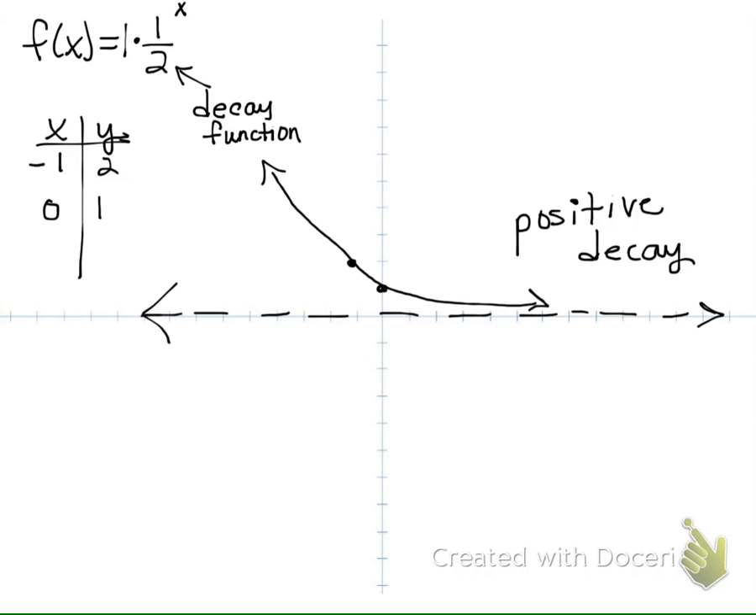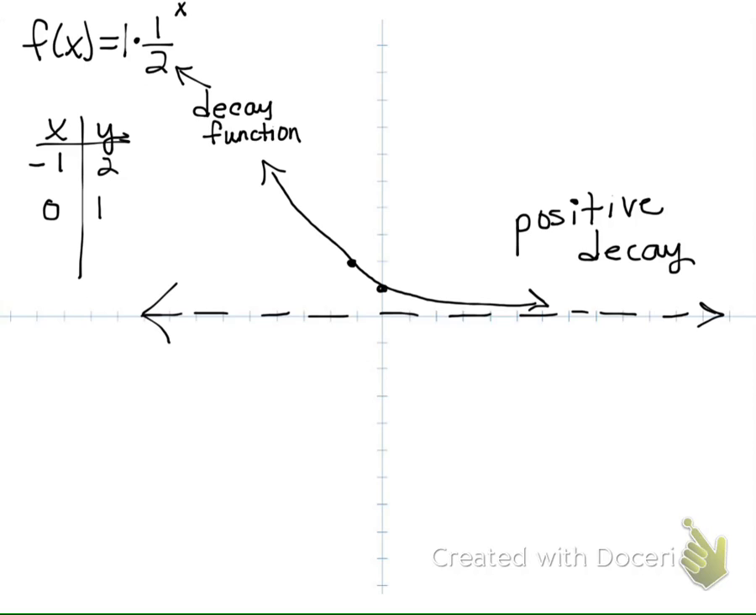There's always an A value. B value here is 1/2. The B value is what makes it decay. Since the B value is something smaller than 1, between 0 and 1, it makes it decay, and our A value is positive, so it's positive decay.